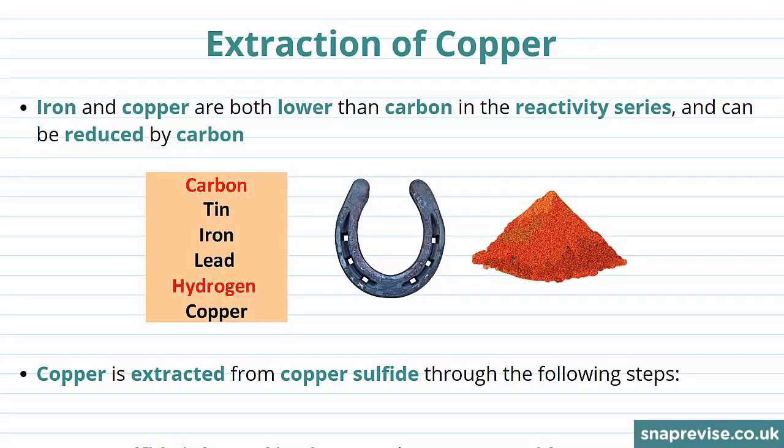Guys, this is the second part of the video looking at the extraction of metals. In the first part of the video, we saw that a lot of useful metals are contained within the Earth's crust in the form of ores, where an ore contains these metals in the form of compounds.